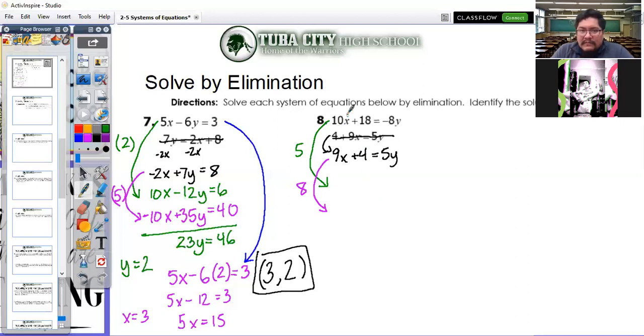All right, so multiply the top one by 5. That would be 50x plus 5 times 18. 5 times 18 would be 90 equals, and then 8 times 5 is 40, but don't forget that it's negative. There we go. Now let's go and do the bottom one here.